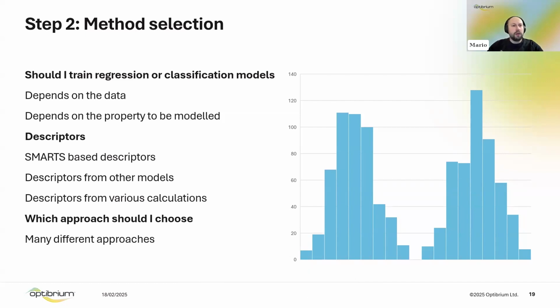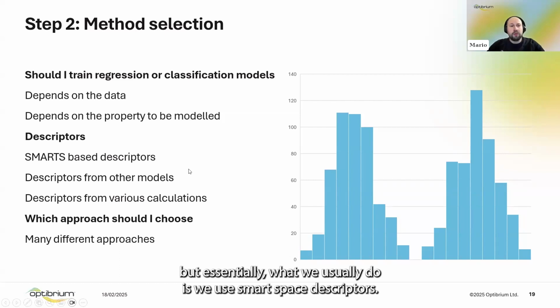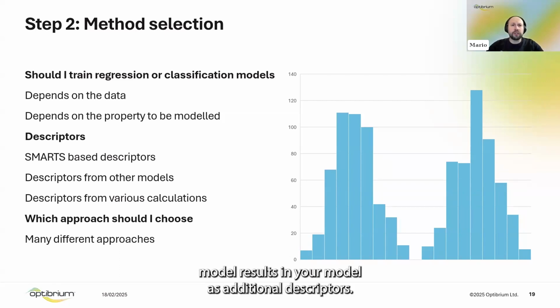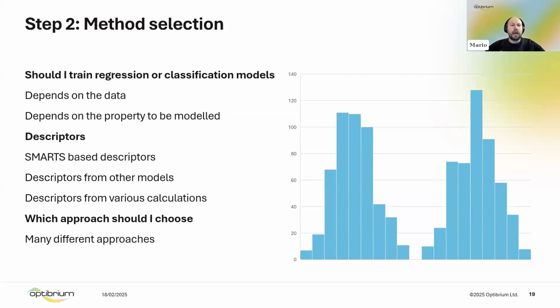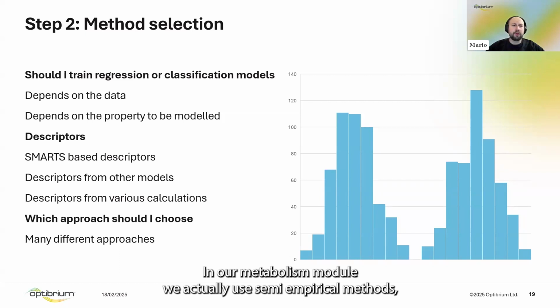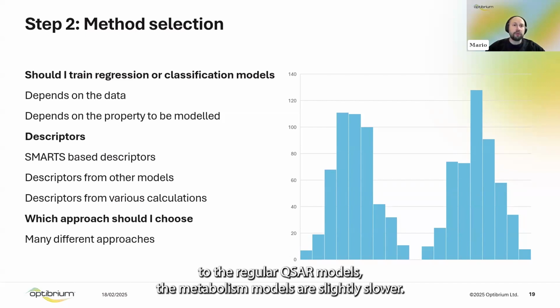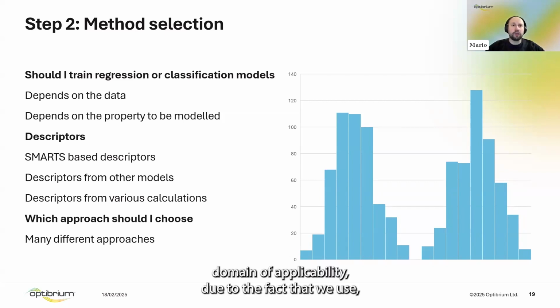information for your project. We already talked about descriptors, but essentially what we usually do is we use SMARTS-based descriptors. We also use descriptors from other models. Tamsin mentioned pKa and logS. So you can have these model results in your model as additional descriptors. And we can also have descriptors from various calculations. In our metabolism module, we actually use semi-empirical methods to predict the site lability, which means that compared to the regular QSAR models, the metabolism models are slightly slower, but they do have a great domain of applicability due to the fact that we use computational chemistry, semi-empirical methods.